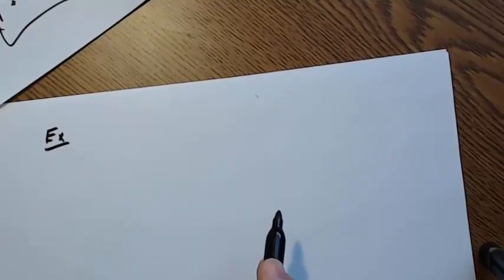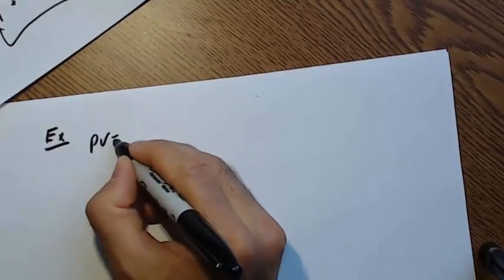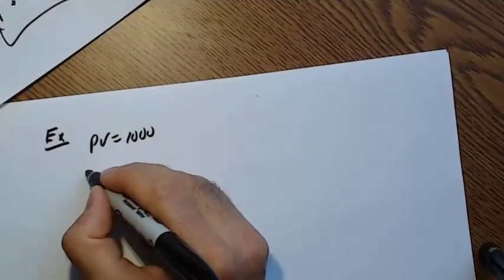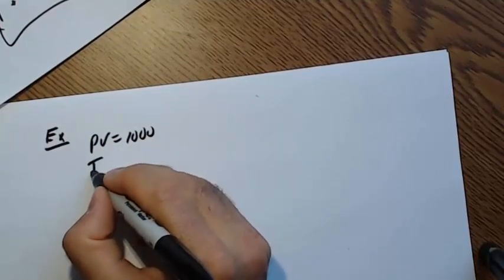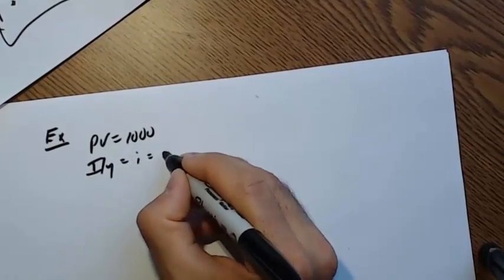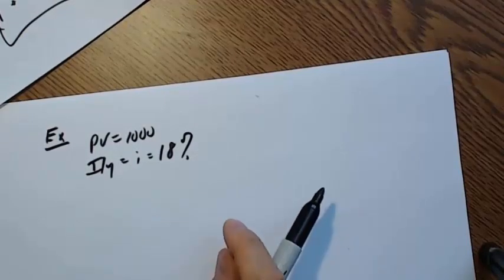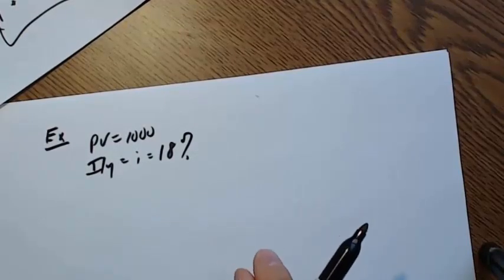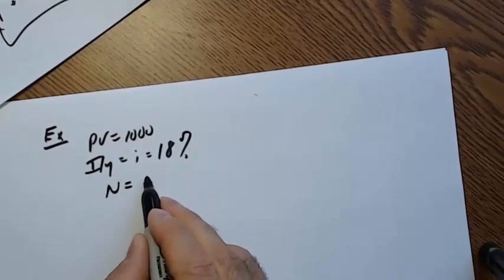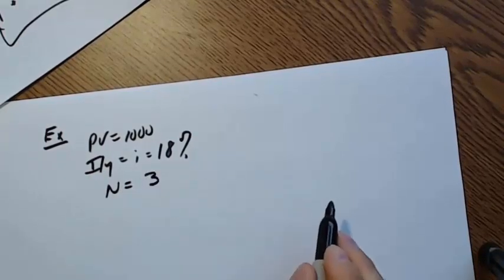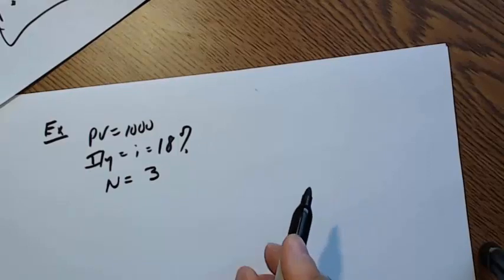Okay, now let's do an example. Assume you borrow $1,000 from a credit card company today with an APR of 18% compounded monthly. So the present value is 1,000. I, the annual percentage rate, is 18%. Assume that you don't make any payments. What would be your balance after 3 years?